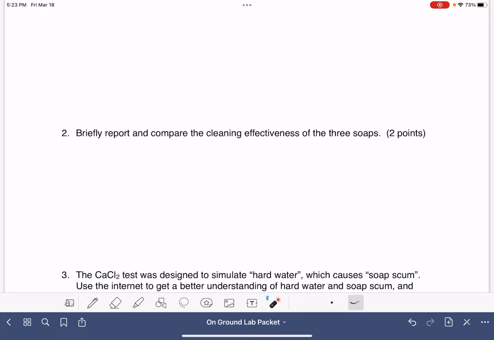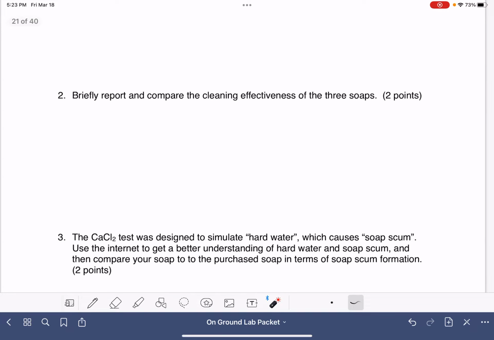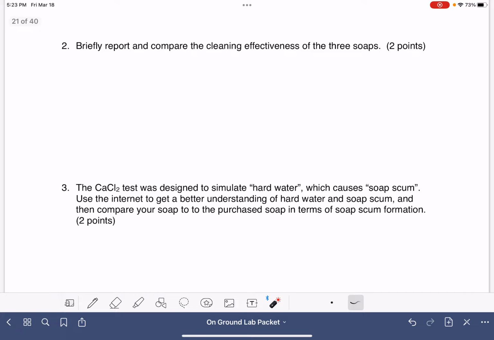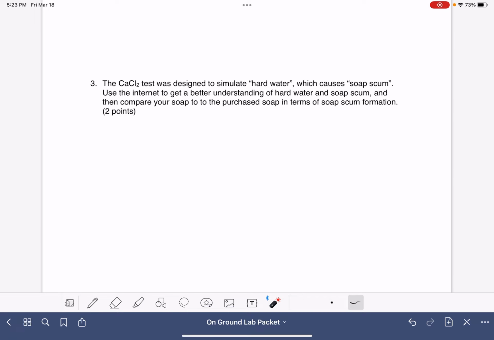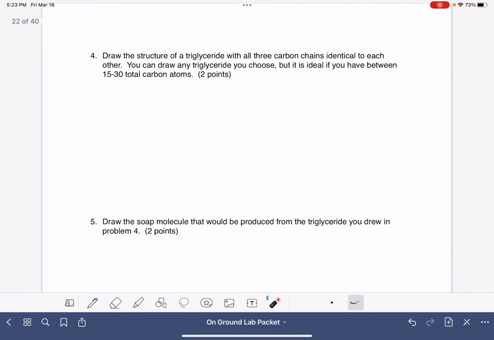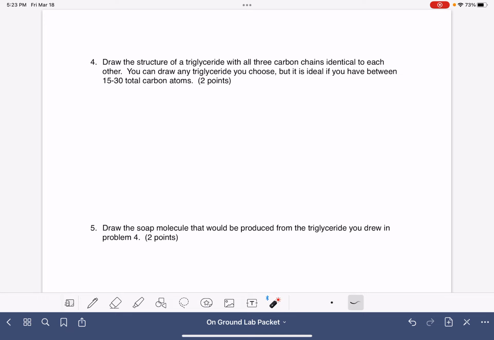You can just keep it pretty brief. You don't need to write in complete sentences or elaborate very much. And then you'll be comparing your soap to the purchased soap in terms of soap scum formation. So for this one, you don't have to talk about the other person's soap, just your soap and the purchased soap.